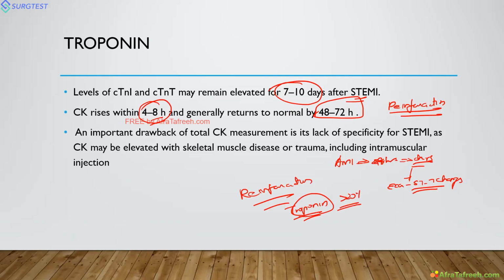So CKMB is not seen. In reinfarction the investigation of choice is troponin again, because total CK is not specific, as it is elevated in skeletal muscle disease, trauma, and other things.